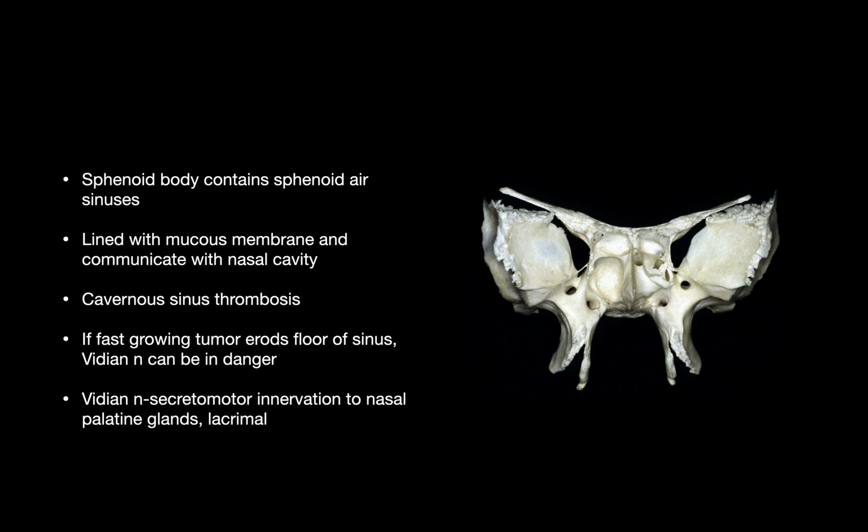So the sphenoid body contains the sphenoid air sinuses, and those also work as voice resonators. Those are lined with mucous membrane and communicate with the nasal cavity. If anything happens, such as an infection or a traumatic blow to the face, one of the risks is a cavernous sinus thrombosis. And if a fast-growing tumor erodes the floor of the sinus, the Vidian nerve could be in danger. And the Vidian nerve is a secretomotor nerve that innervates the nasal and the palatine glands along with the lacrimal glands.